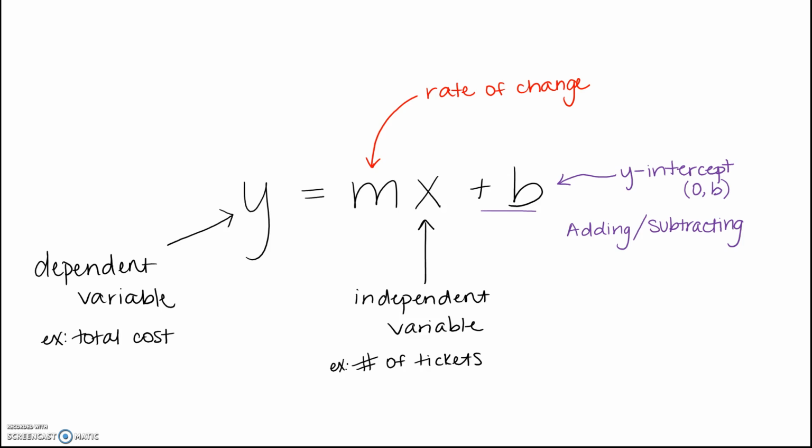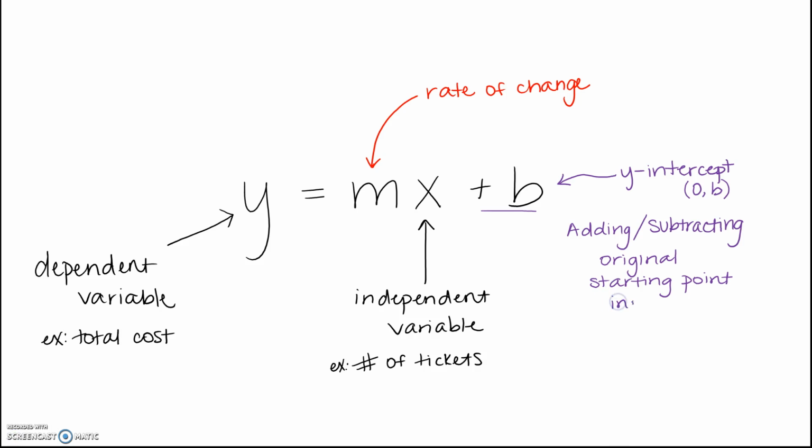Adding would be like plus, I see a lot of times plus, or they also charge this amount. Subtracting is like she gave 5 away. That's a situation where she's subtracting, okay? But the y-intercept is often our original amount or our starting point. Or like our initial fee.